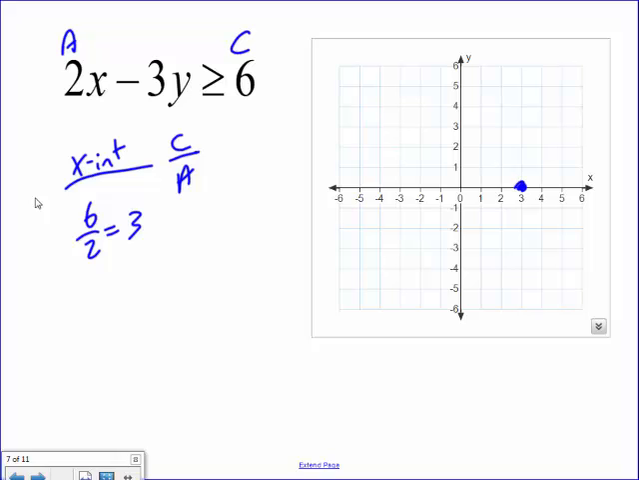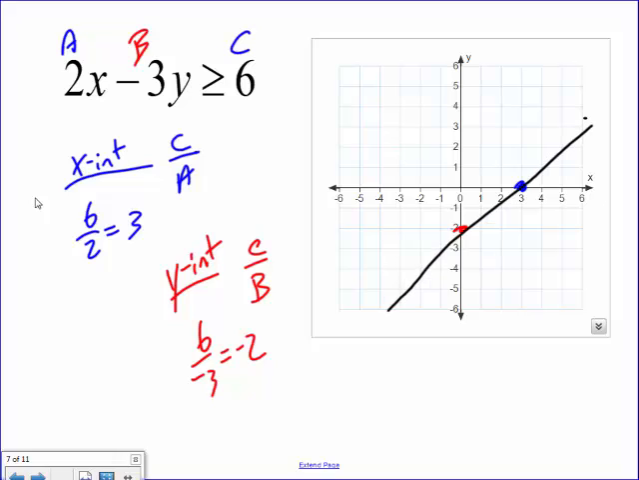And we do the same thing for the y-intercept, except now, what's the trick? C over b. And what's the b? -3. So 6 over -3, which is -2. So go down to -2, and there we go. We draw on our line. It's solid because of this equal to right here. There's an equal to with it, right? I'll explain that in a sec.